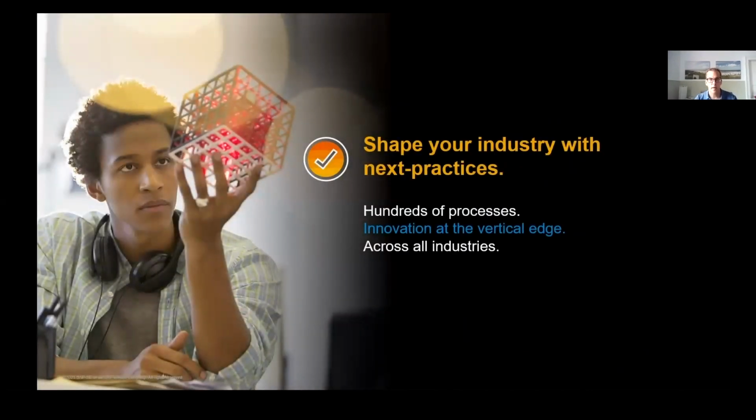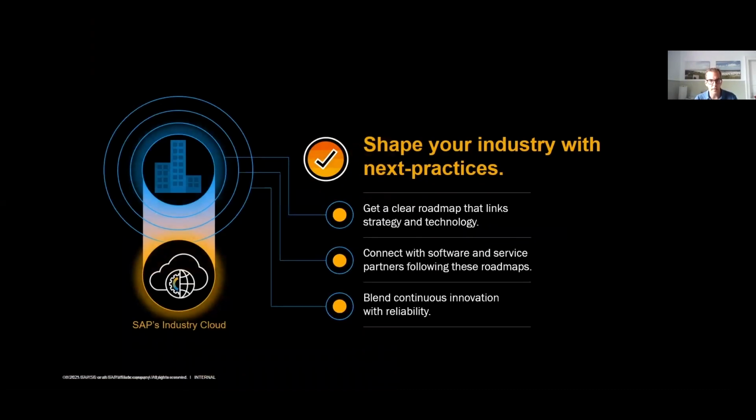Second point, which is very close to my heart, is the question of what we're actually developing. It is not that we want to go into what I call the optimized space. No, we want really to go into these next practices, where we see hundreds of processes that are evolving. Also, in some cases, we're talking about innovation at the vertical edge, and we're talking there about all industries that are in there. And this is something where, again, we are getting a clear roadmap that links to the strategy and technology capabilities of the opportunity maps that I mentioned already. We are connecting with the right partners and also jointly defining roadmaps. And for us, it's very important that we are blending the continuous innovation with the reliability of our core system.